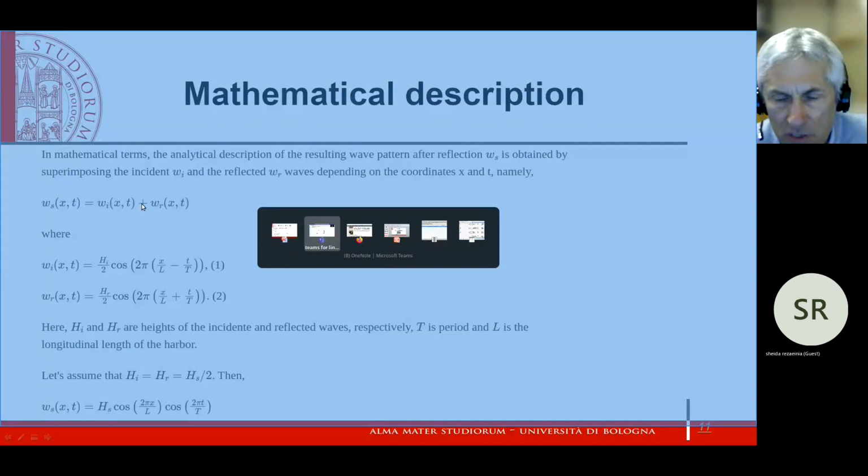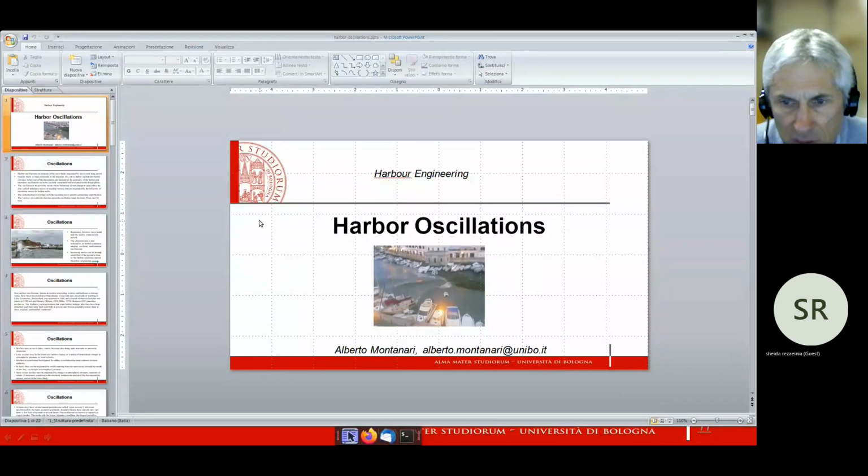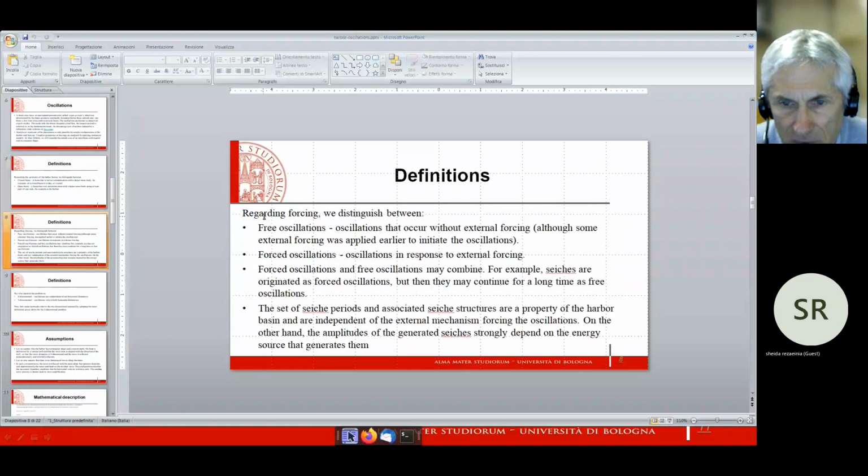Let me put these formulas in the graphic blackboard, just 1 second, so I can make some notes on it.